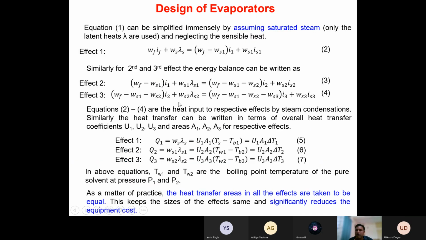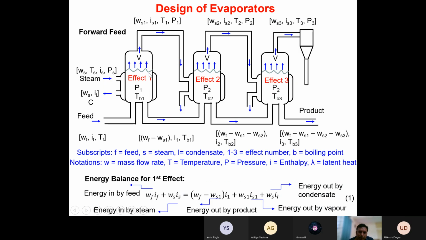And similarly, we can write down the balance equation for the third effect. Also, these are nothing but the energy balance. But in addition to that, there will be a heat transfer equation. So remember, in the first effect, the heat is supplied by the condensing steam here. So this condensing steam, which is having a flow rate of WS. So WS into lambda S will be the amount of heat transferred to the first effect, isn't it?